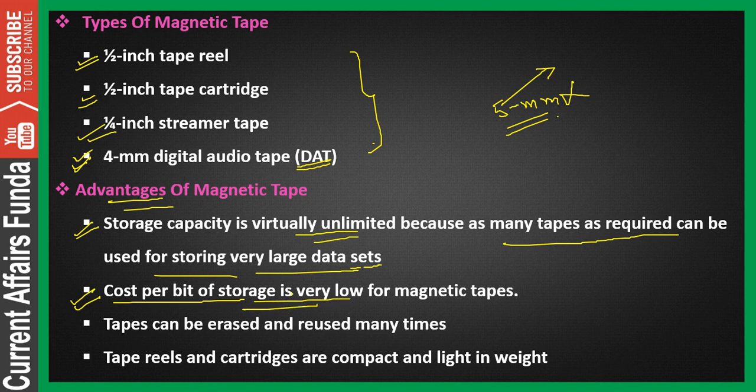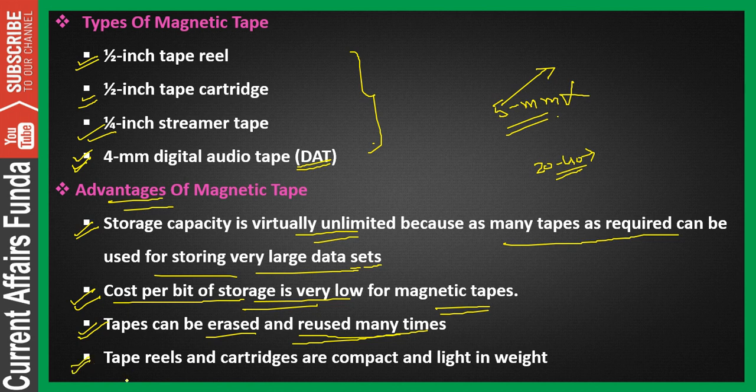Next point, cost per bit of storage is very low. If you remember, audio cassettes or video cassettes come at a very cheap price, 20 to 40 rupees. So you can say that cost per bit of storage is very low for magnetic tape. Tapes can be erased and reused many times. If you used any audio cassette, you can remember that you can record anything on your magnetic tape again and again, and you can erase the data it had also. So erasing and reusing is possible in magnetic tape.